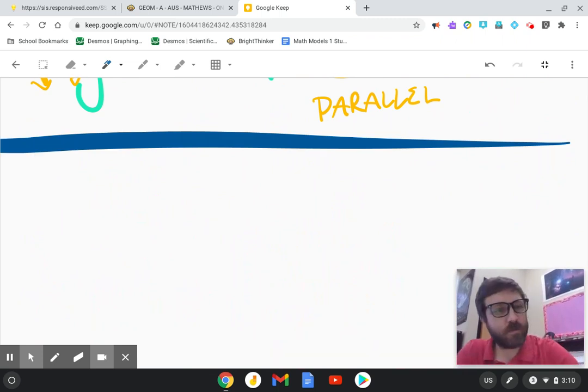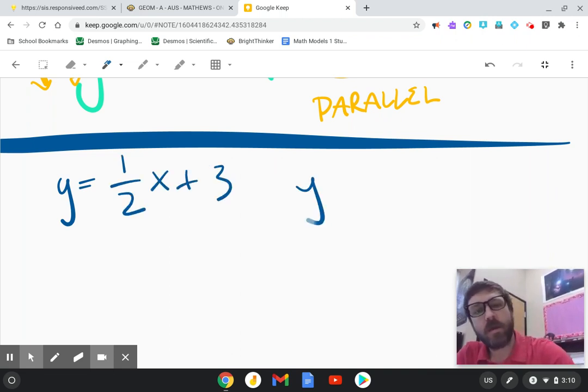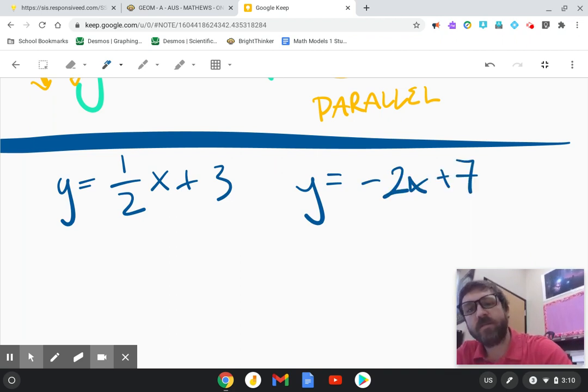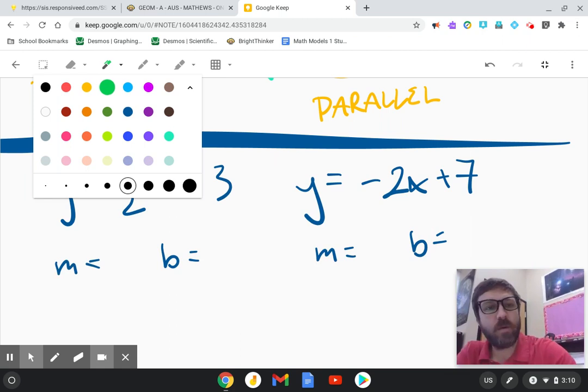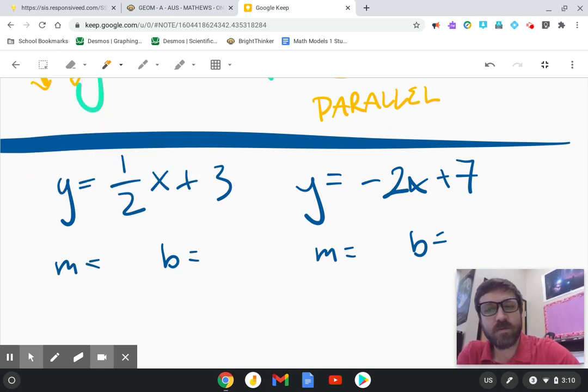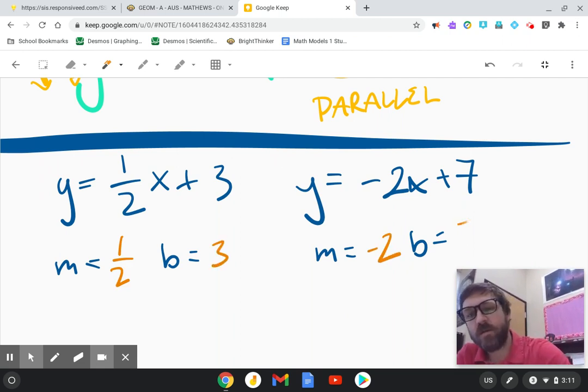So let's say I have the following: y equals 1/2 x plus 3, and y equals -2x plus 7. So let's identify the slope and the y-intercept of each of these lines. And you'll want to do this every time, and the lesson asks you to give this information. So the slope is 1/2 here, the slope is -2 here, the y-intercept is 3, and the y-intercept is 7.